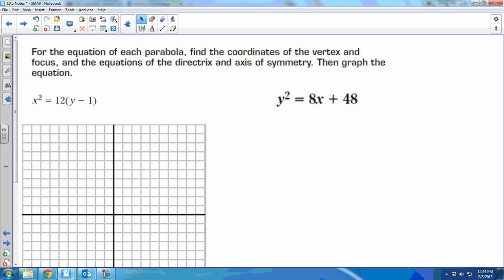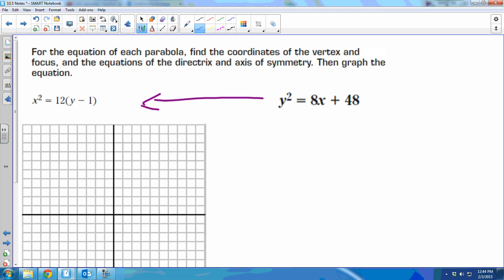Now, if you look at the next one, y squared equals 8x plus 48. I need to get that into this format first, and then I need to put it into standard form. I need to have it so that I have a number and then something in parentheses. So take an 8 out. So y squared equals 8 times (x plus 6).